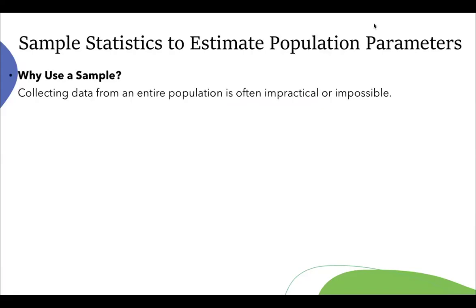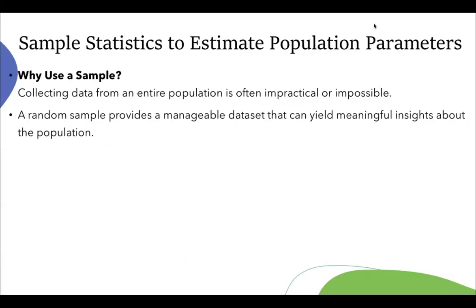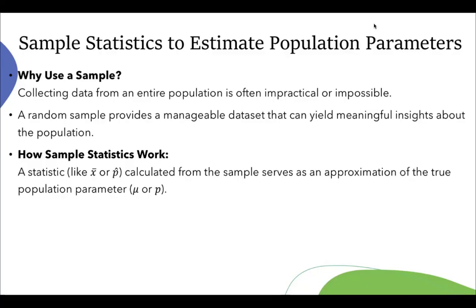So why do we use samples instead of the whole population? Well, collecting data from an entire population is often impractical or impossible. A random sample provides a manageable data set that could yield meaningful insights about the population without necessarily surveying the entire population. How do sample statistics work? A statistic like X bar or P hat is calculated from the sample and serves as an approximation of the true population parameter, mu, or P for the population proportion.